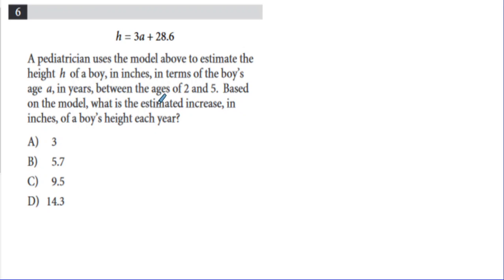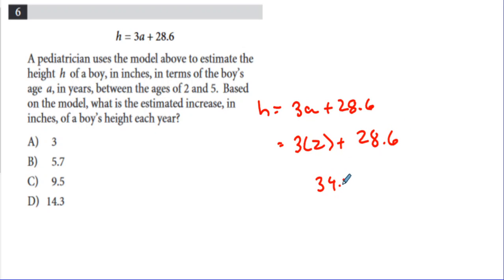Based on the model, what is the estimated increase each year? So let's take a look at this equation. Again, I like to use specific examples. If I say 3a plus 28.6 is equal to h, and I plug in an age between 2 and 5, the first one is going to be 3 times 2 plus 28.6. Well, that's 6 plus 28.6, that's 34.6. So it looks like at the age of 2, he's 34.6.